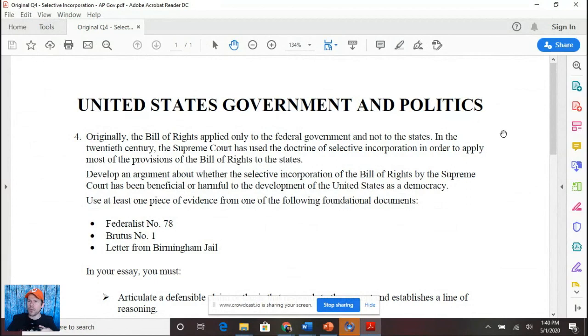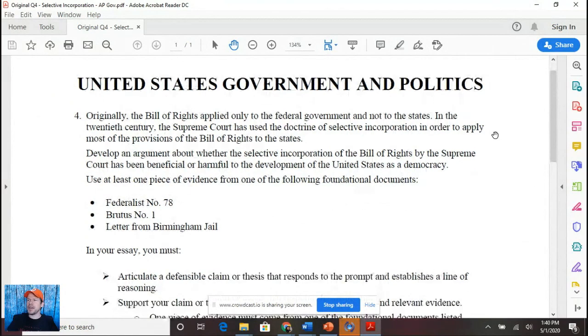So what we see here: originally, the Bill of Rights applied only to the federal government and not to the states. In the 20th century, the Supreme Court has used the doctrine of selective incorporation to apply most of the provisions of the Bill of Rights to the states. Develop an argument about whether the selective incorporation of the Bill of Rights by the Supreme Court has been beneficial or harmful to the development of the United States as a democracy. Use at least one piece of evidence from one of the following foundational documents: Federalist number 78, Brutus number 1, or the letter from Birmingham jail.